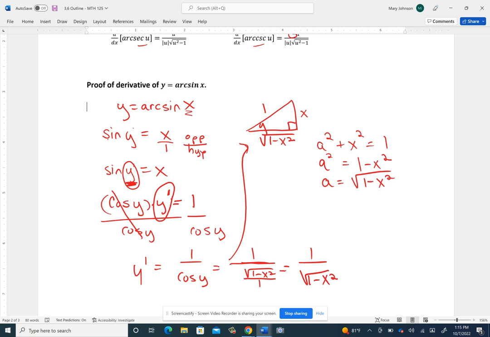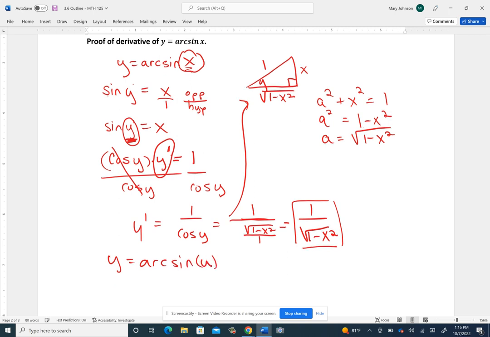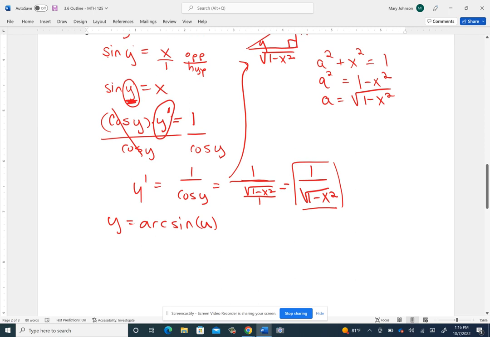Okay? So all I was really proving was the formula for the derivative of y equals arcsine x. So here it is. But if instead of just x right here, we had y equals arcsine of some function of x, like a u that could be something like 3x plus 1, then we'd have to modify that just slightly.